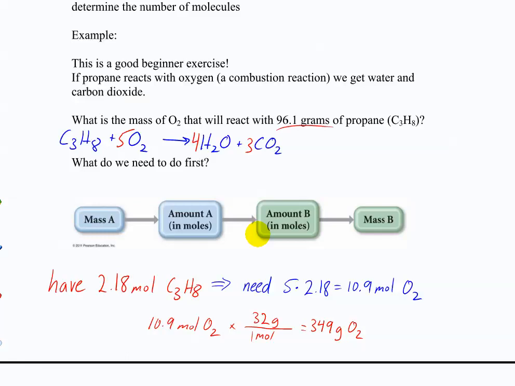And that's why this is such an important part of chemistry. This is what you do every time you need to do a chemical reaction. You need to figure out, if I have this much of this, how much of this do I need to actually react with it fully? And this is how you do it. All right, let's do some more.